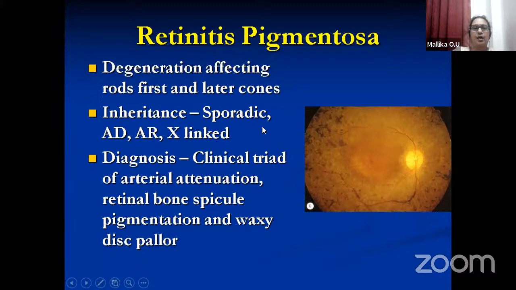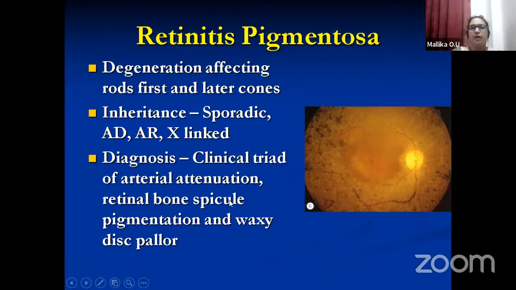Inheritance. Usually a patient gives a history of night blindness in the family members. It can occur either as a sporadic case, that is without any family history, or it can occur as an autosomal dominant, autosomal recessive, or an X-linked type. All the types of inheritance can occur.